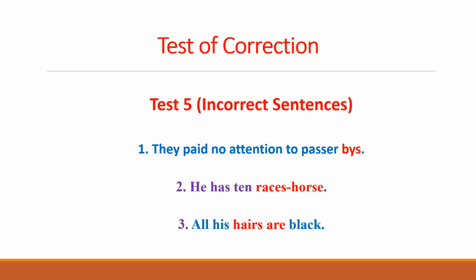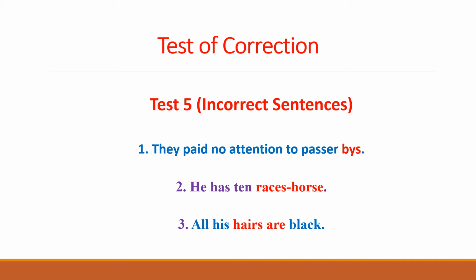Now we come to the first sentence. They paid no attention to passerbys. So in this sentence you can see that the word has been highlighted in red, indicating that there is something wrong with the use of this word. This is referring to the wrong attachment of s for making plurals of compound nouns. So this is just a hint that would enable you to think in a way how to understand this one.